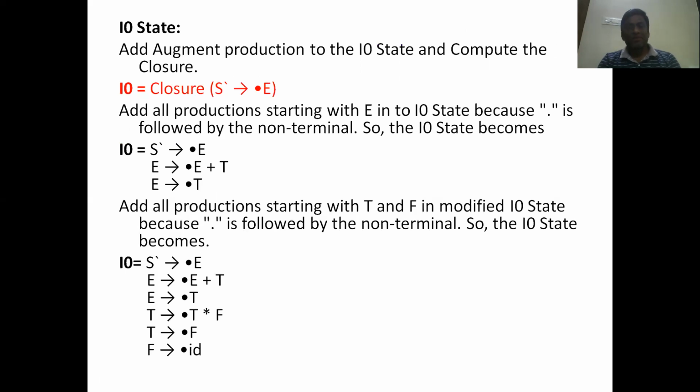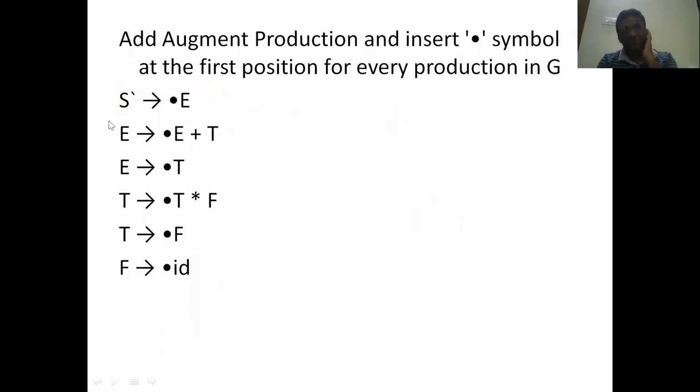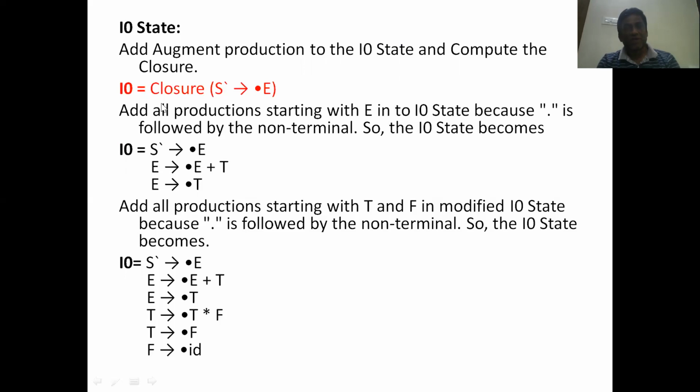And the third step is generating all the canonical collection of LR(0) items. For that, what we need to do is begin with the I0 state. The I0 state will be calculated with the help of this formula: closure of the first production, the augmented production, which is nothing but S dash implies dot E. That is our first production. So closure of this will become the I0 state. So we need to calculate this closure of S dash implies dot E.